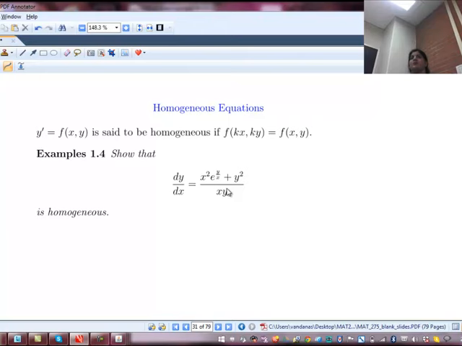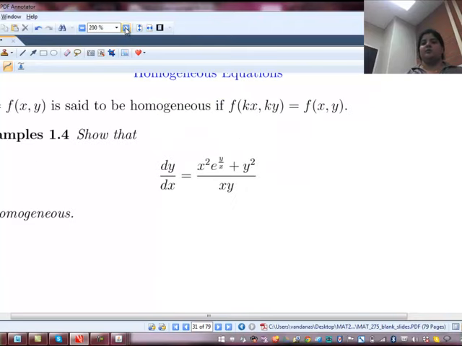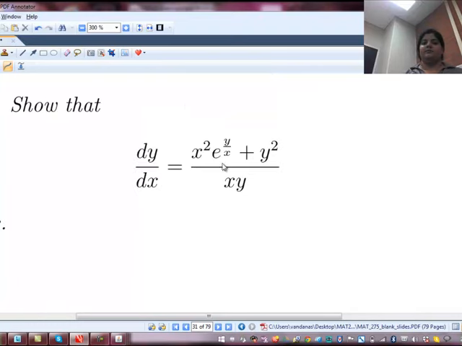Why do you think it is not separable? Why do you think it's not separable? Is it separable? Tell me quickly, why it's not separable? Because? Exactly, very good. e to the power y over x makes it hard to get rid of these things separately. We can't separate it.